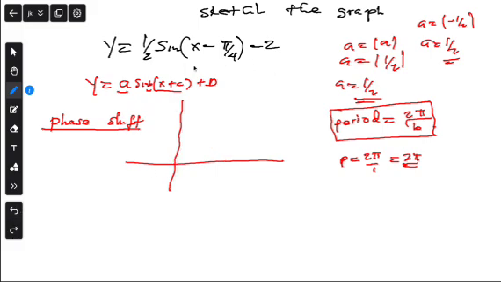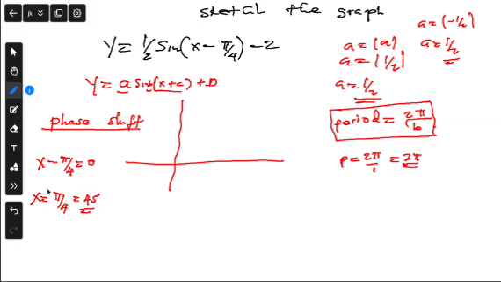So how do you find the phase shift? You just take the same thing that we have here, and then you equate it to 0. So you say x minus pi divided by 4, equate it to 0, and then you find the value of x. So this one is going to give us pi divided by 4, which is equal to 45 degrees, isn't it, in terms of degrees?